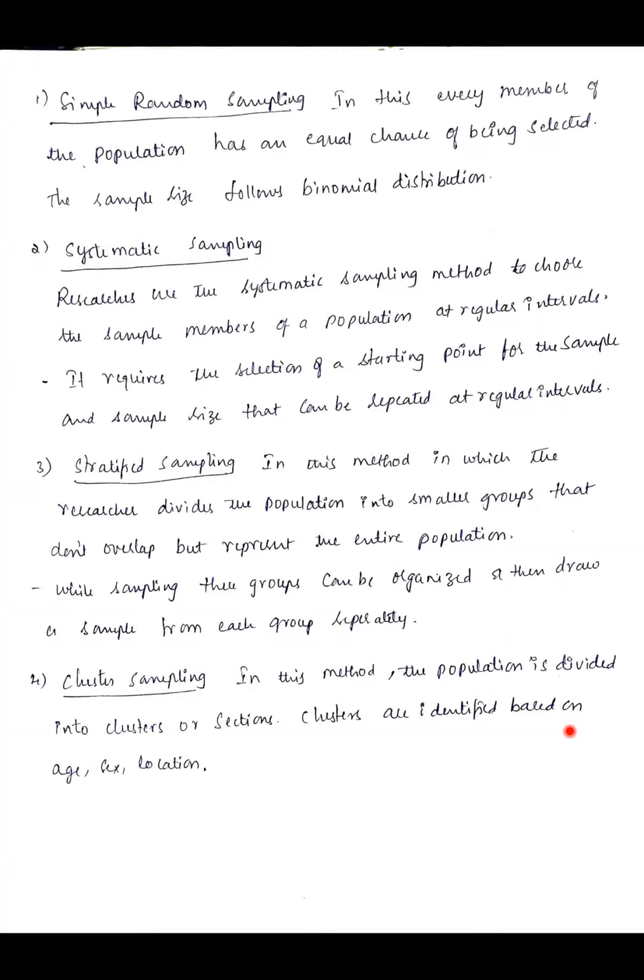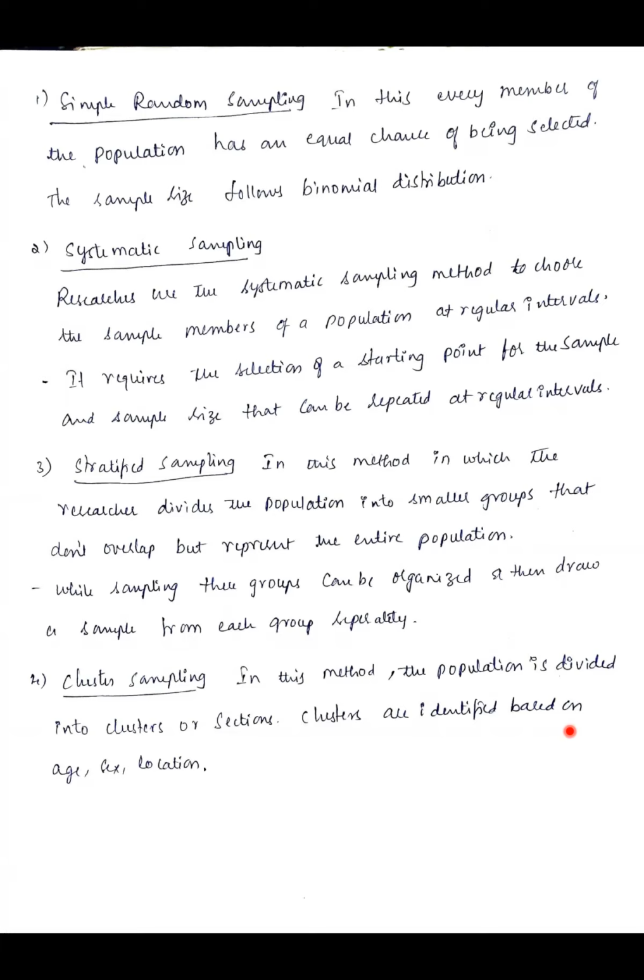And next one is systematic sampling. Here, researchers mainly use the systematic sampling method to choose the sample members of a population at regular intervals. That means it requires the selection of a starting point for the sample and a sample size that can be repeated at regular intervals. Clear? That means they collect the samples and repeat at regular intervals, going in a systematic manner.